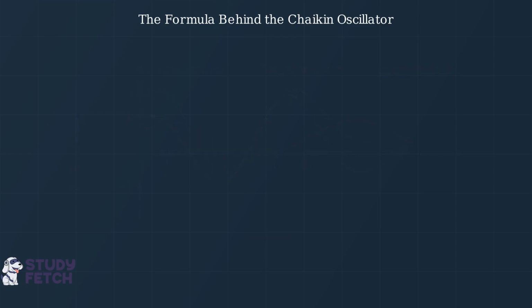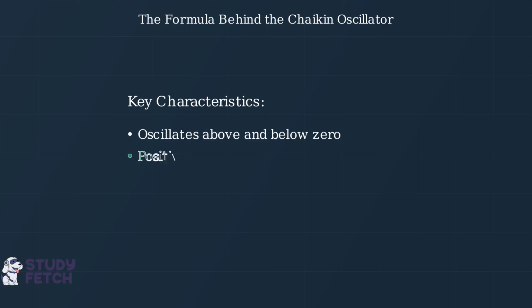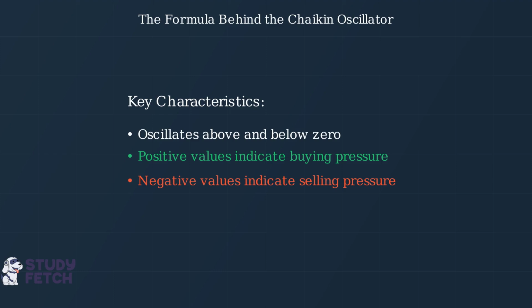The oscillator has several key characteristics that make it valuable for technical analysis. The oscillator fluctuates above and below zero, with positive values indicating buying pressure and negative values showing selling pressure. Most importantly, it measures momentum shifts in price action, helping traders identify potential trend changes. This formula-based approach gives the Chaikin oscillator its power to reveal hidden momentum in market movements.